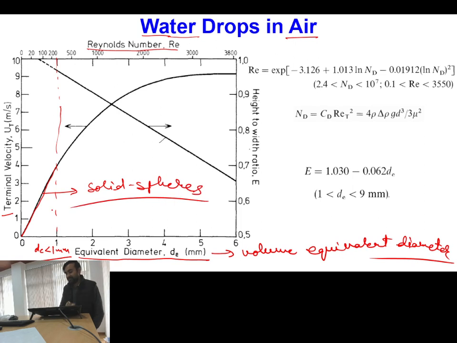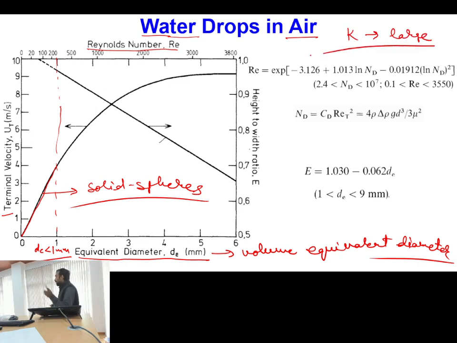Because we are talking about a water-air system, and in case of a water-air system, the value of K will be large. So if the value of K is large, the viscosity of the liquid droplet is large, and in that case we will find that there will not be presence of any internal circulations. So if internal circulations are not present, then this will be closer to that of a solid sphere.